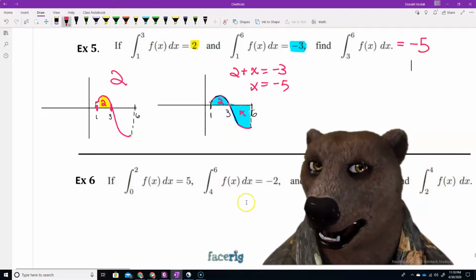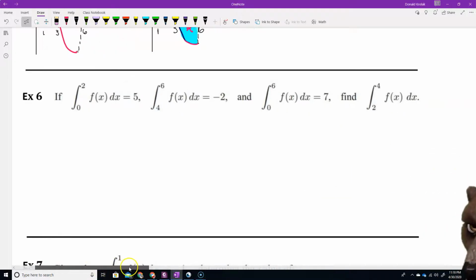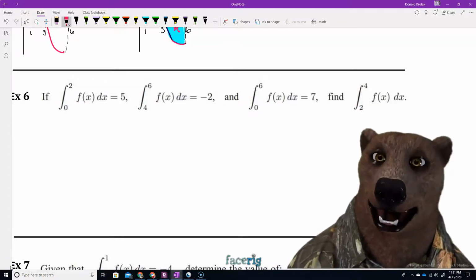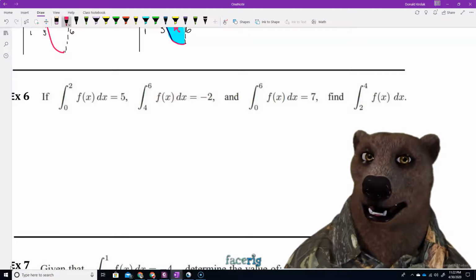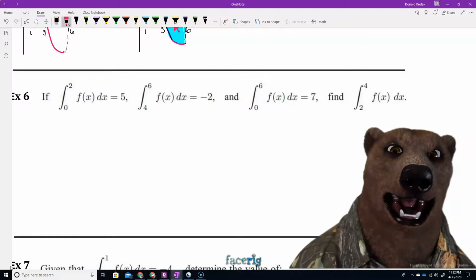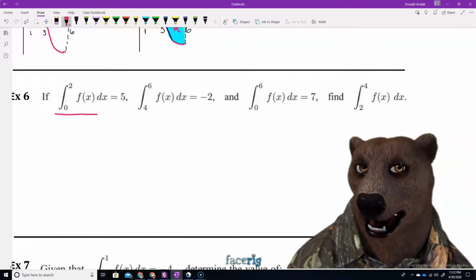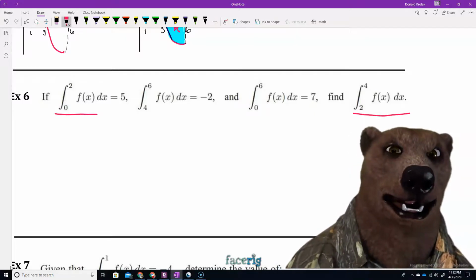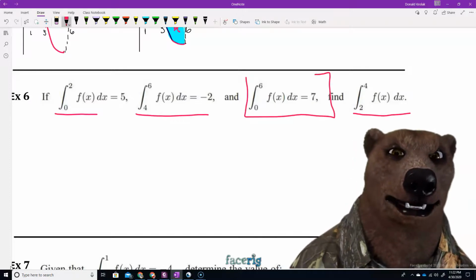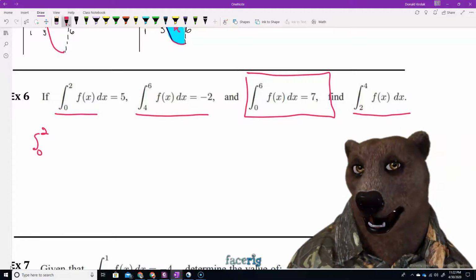All right, next one. Okay, so we're given these intervals from 0 to 2 of the same function, 4 to 6, 0 to 6, and we want to find 2 to 4. All right, I can take these three intervals and add them up, and they're going to have to be 0 to 6. So this first interval is from 0 to 2.